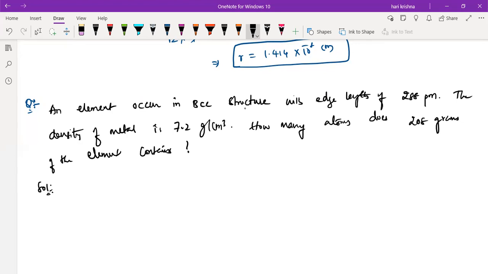Clear this question? An element occurs in BCC structure with edge length of 288 picometers. The density of the metal is 7.2 gram per centimeter cube. How many atoms does 208 grams of the element contain? Previously, we calculated from the atoms to the unit cells. Now we are going from unit cells to the atoms. Let's find out the answer.